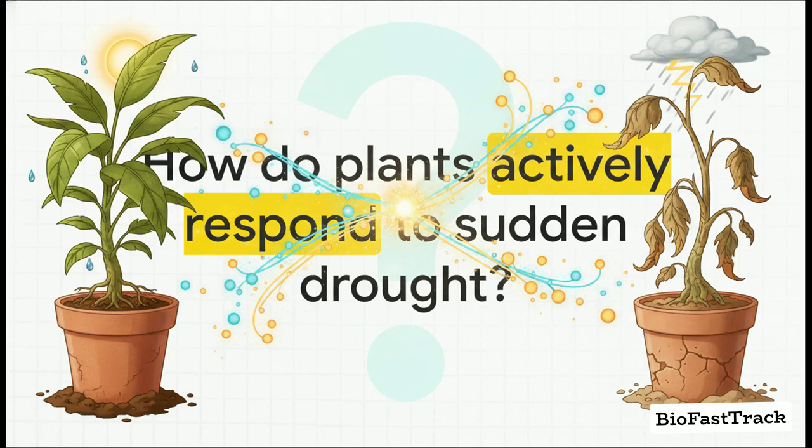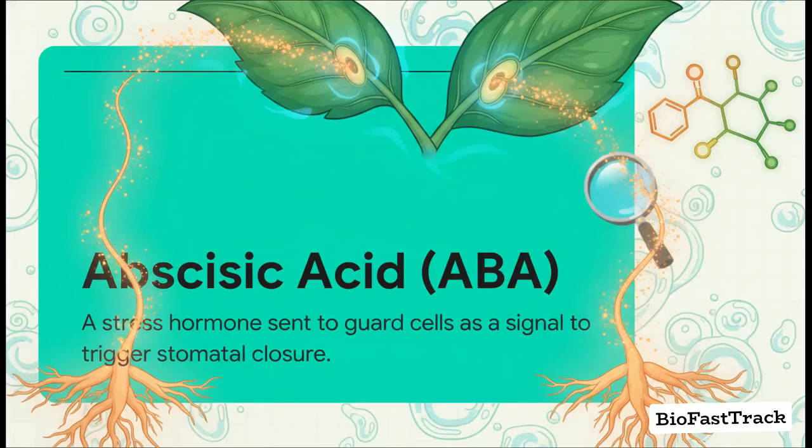To answer that, we have to move from static anatomy into the world of dynamic biochemistry. We have to talk about chemical signaling. The textbook answer to sudden water stress is abscisic acid, or ABA for short. Think of this as the premier plant stress hormone.